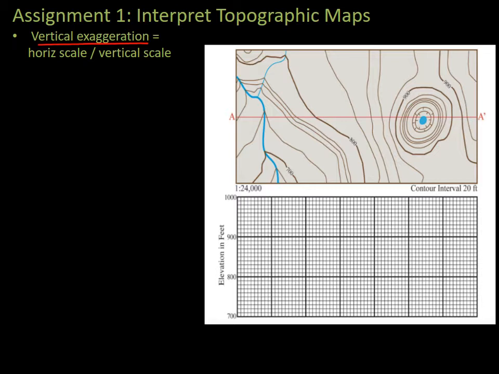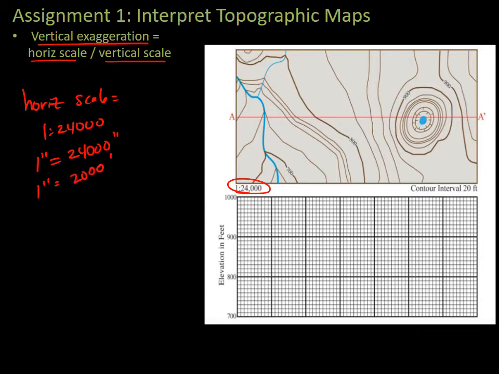So we do that by looking at two things: the horizontal scale, which tells us about the horizontal part of the map, and the vertical scale, the profile that you just drew. We need to know the horizontal scale, and that's given to us here. It's written like this: 1 to 24,000. What that means is that 1 inch on the map equals 24,000 inches out in the real world. Or we could rewrite this: 1 inch is the same as 2,000 feet. So if you measure 1 inch on the map horizontally, that corresponds to 2,000 feet on that landscape in the real world.